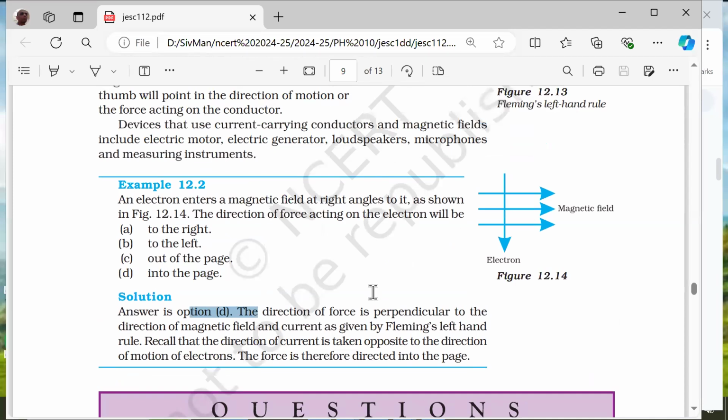Otherwise, you can use I dl cross B. I dl is upwards, B is towards the right, so I dl cross B is into the paper.